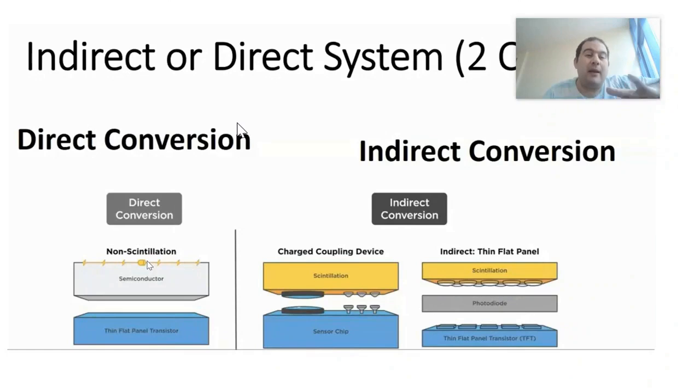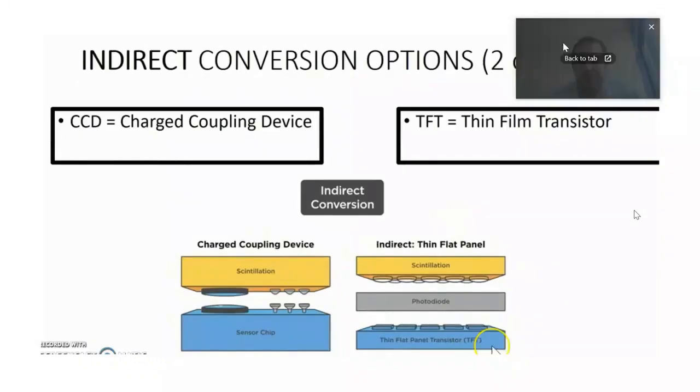The indirect method is the other type of digital radiography. I use the same scintillation material, or scintillator material, but I don't have the idea of the reader and all that. Instead, I will use something called CCD, or charge coupled device, and I have the TFT, which is the thin film transistor. Now, let's go into details.